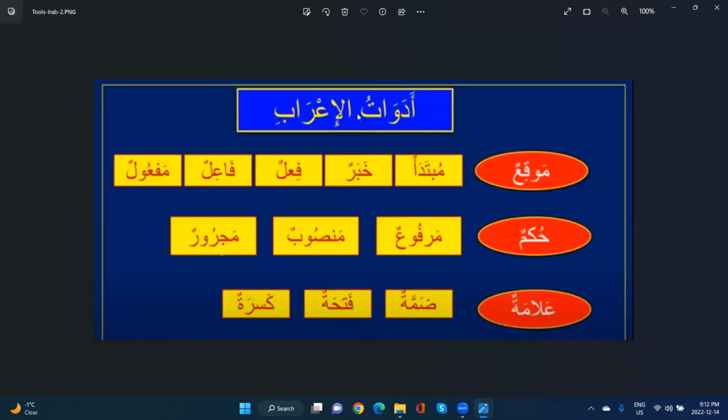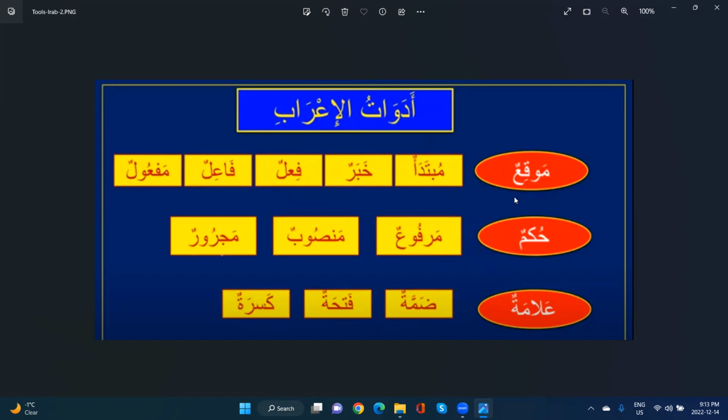So what are some of the tools to identify the i'rab? We need to look at the mawqi', meaning what is the role. Then there is the hukm, which is basically a status. Another word for status is hala. In Arabic we can also ask, what is the hukm here? Is it rafa', nasb or jarr? So hukm is another way of saying what is the status here.